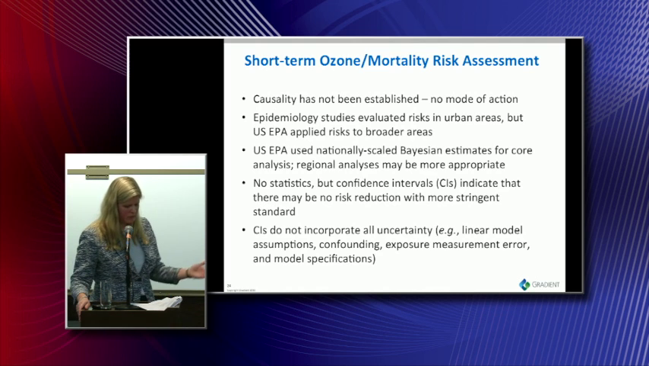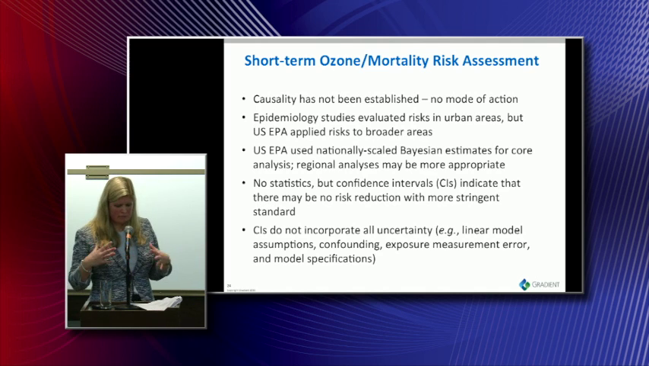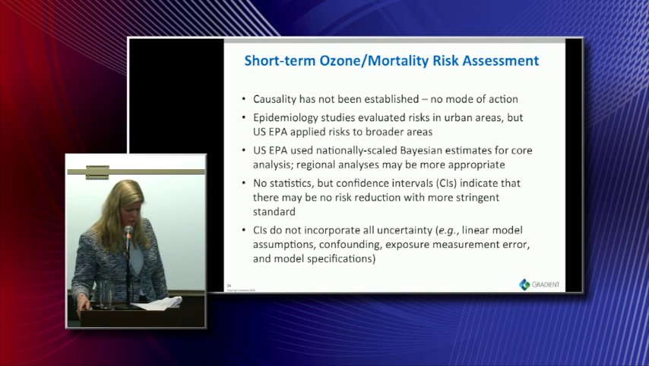But again, as we talked about, the causality is uncertain. There's no real mode of action that we can point to for ozone causing death. Also, the way that EPA did this analysis introduced a lot of uncertainty. Instead of using the urban area as defined in the epidemiology study, they used a broader area. So that introduces uncertainty.